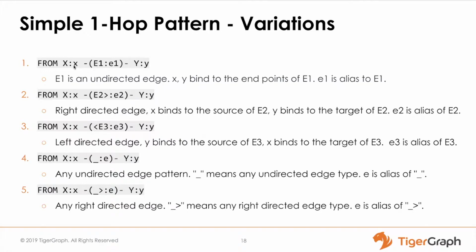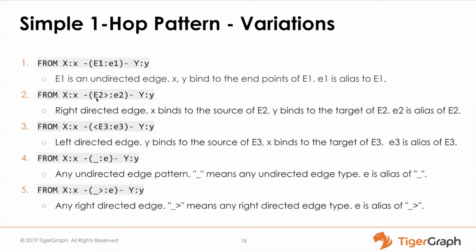But we know that X is binding to one end of E1 and Y is binding to the other end of the E1 edge type. So you can use the alias to specify different expressions in other clauses, such as the where clause and accum clause. And the second one-hop pattern is the rightward edge pattern.